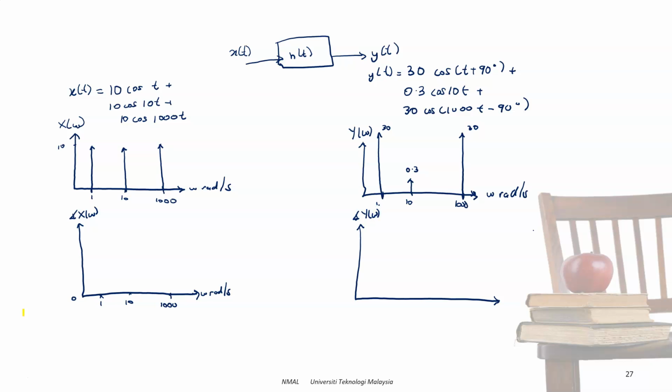So you can see here the solution is quite simple, as long as you know how to extract the information. For 1, we have 90 degrees phase. For 10, we have 0, because cos 10t does not have any phase to be added. And for the 1000, we have negative 90 degrees. Okay.